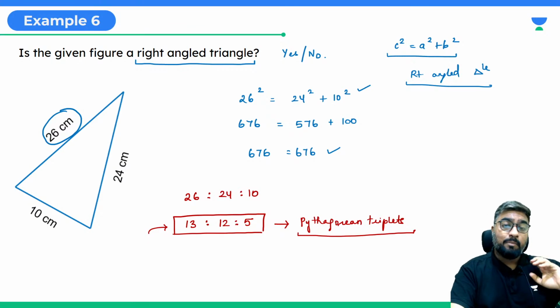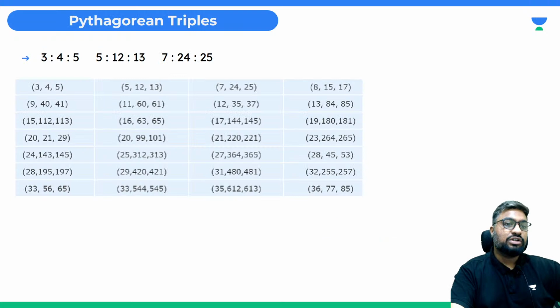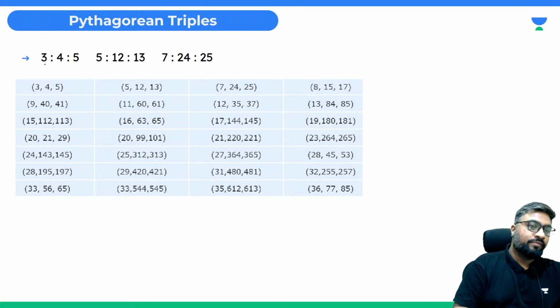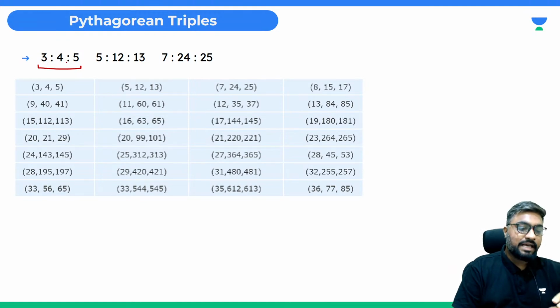Yes, so there are unlimited number of Pythagorean triplets. The most familiar ones are these three: 3, 4 and 5. Any three sides of the ratio 3 is to 4 is to 5 will always be a Pythagorean triplet. Yes, that means it will always be a right angle triangle. 3 is to 4 is to 5. Yes, same way 5 is to 12 is to 13. ये अभी अपन ने देखा.